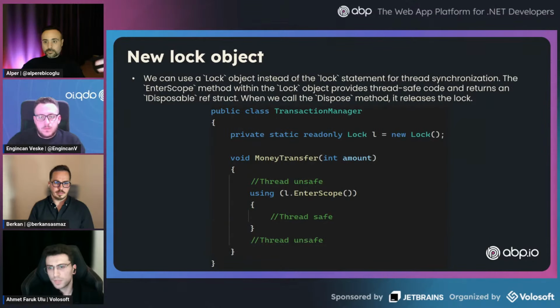Okay, new Lock object. .NET 9 introduced the Lock object as an alternative to the lock statement for thread synchronization. The EnterScope method acquires the lock and returns an IDisposable object. When the object is disposed, it releases the lock. We can use this type to make thread-safe code, instead of using the lock statements.